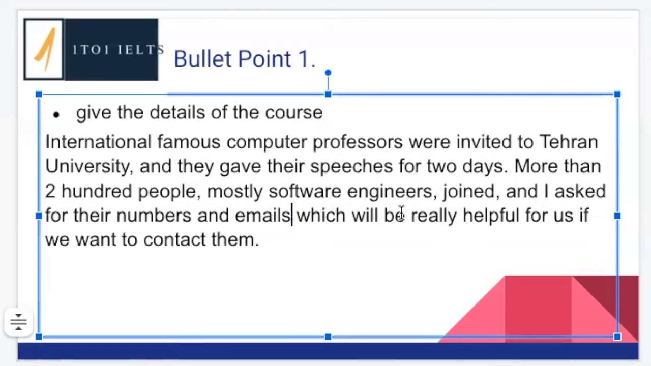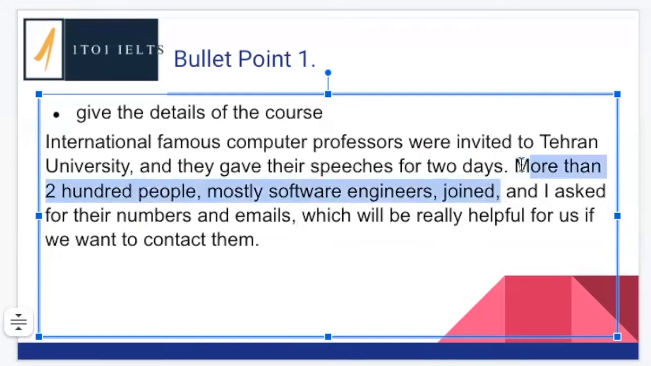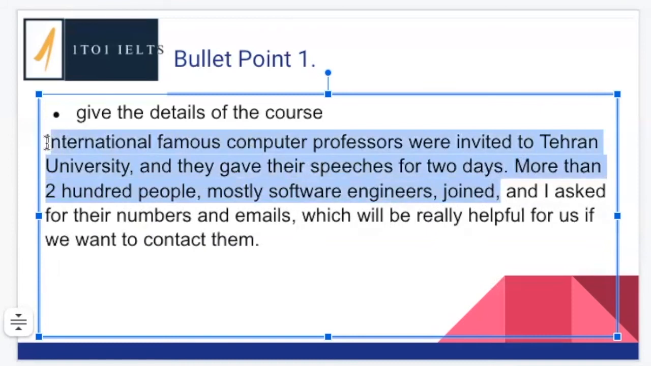Oh, we should have a comma, not a full stop. Yeah, that was not defining one up. So more than 200 people, mostly software engineers, joined. So the important thing here, though, don't worry about the grammar, looking at task response.